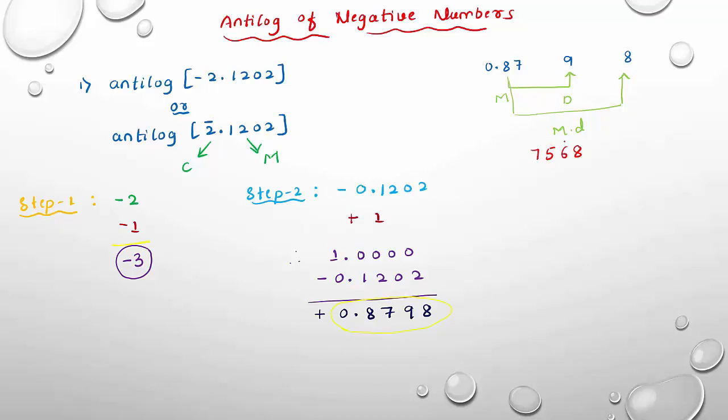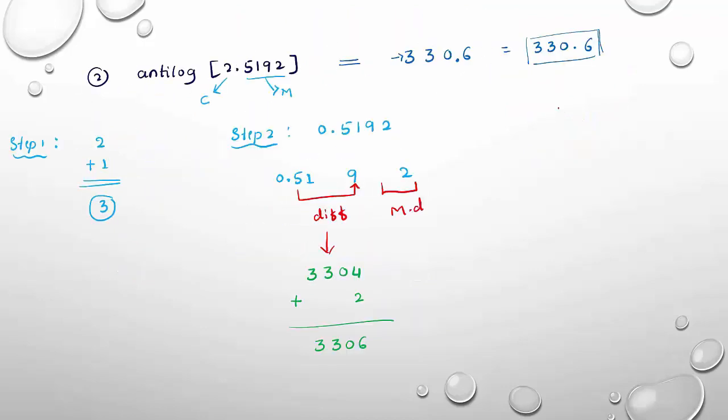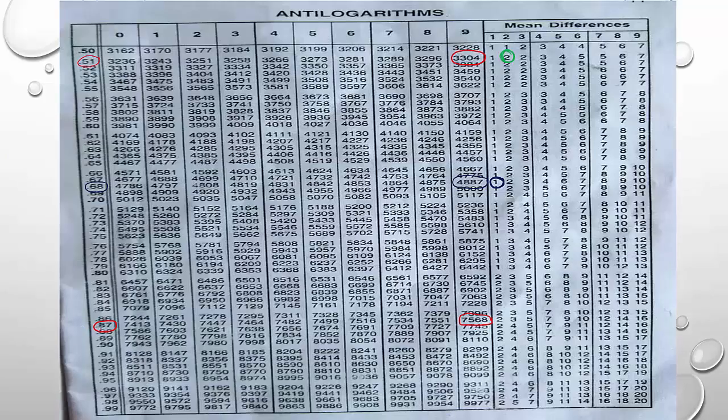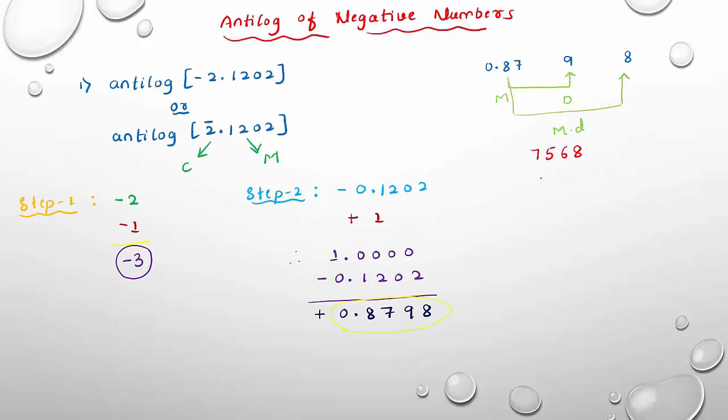7568. Now 0.87 we can observe in the mean difference at 8. 0.87 at 8, in the main column. At 8 here, the number we can get is 14. So 7568 plus 14. What is the final answer we got here? 7582. After adding this number we got 7582.